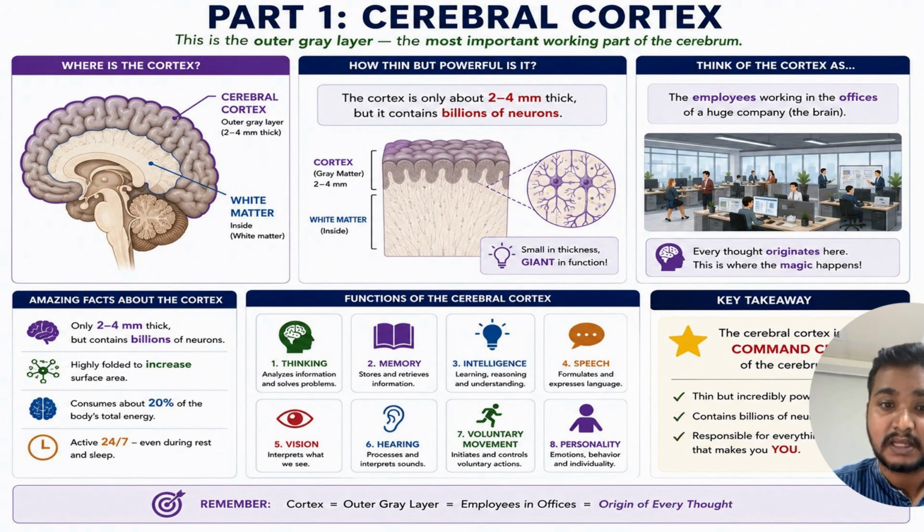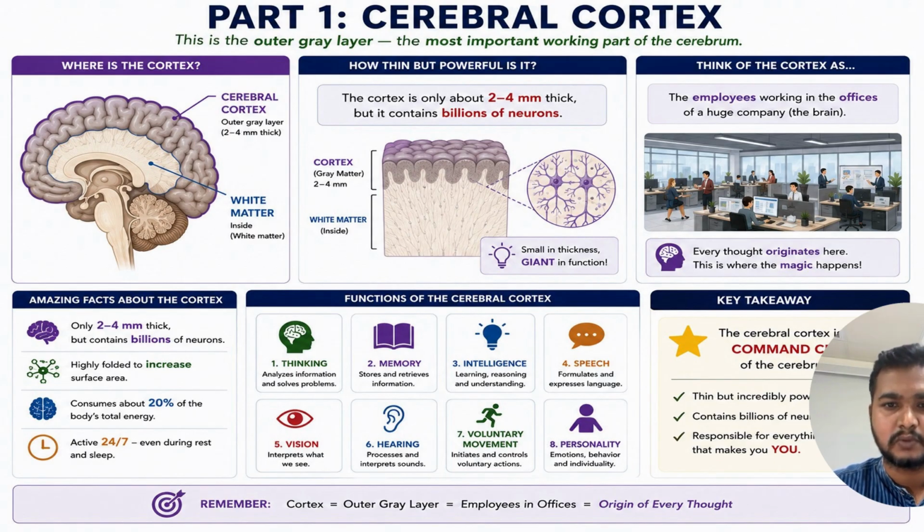Think back to our company analogy. Imagine walking into the headquarters of a multinational corporation. Hundreds of employees are analyzing information, making decisions, planning future projects, solving problems, and communicating with one another. The cerebral cortex works in exactly the same way. Every neuron is like an employee. Alone, one employee can do very little. But when billions work together, they create intelligence, learning, language, creativity, and consciousness itself.